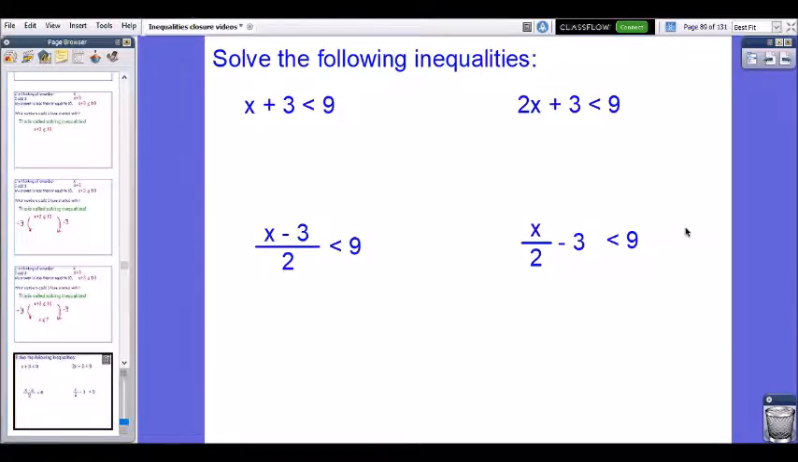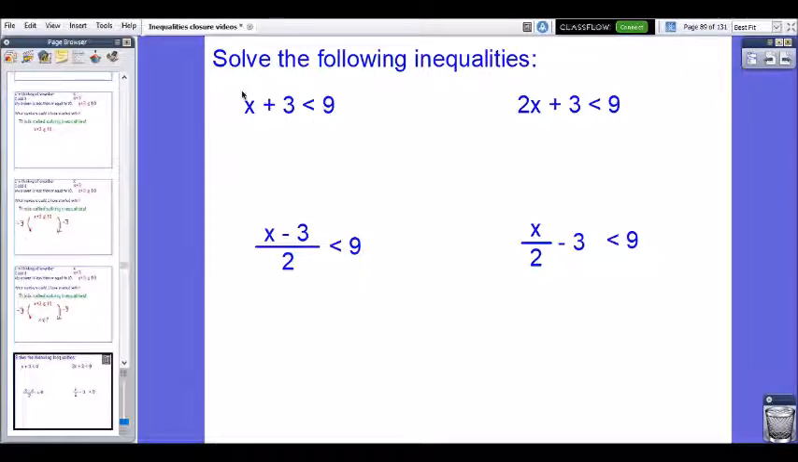Okay, so let's solve the following inequalities. If you're feeling confident, you can pause the video and try these for yourselves. If you're not feeling confident, just let the video run and I'm going to go through all 4 examples step by step.